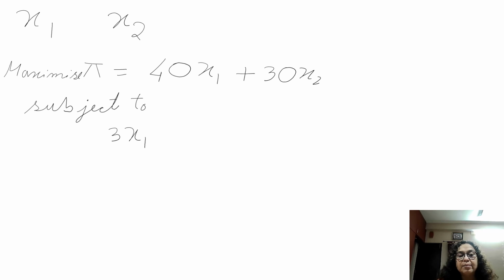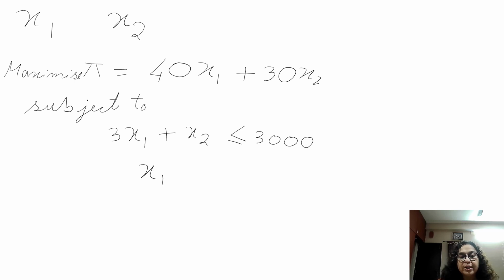Apart from that, the market survey team has informed that x1 has a maximum demand of 8000. So more than 8000 cannot be produced, because that will go waste and cannot be sold. It has to be produced either 8000 or less than that. And the same with good B: it has to be produced less than or equal to 12,000 units, because that is the maximum market demand.